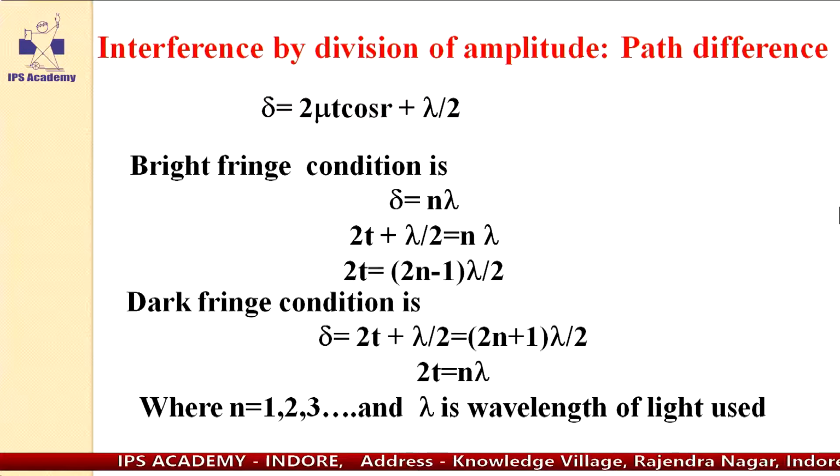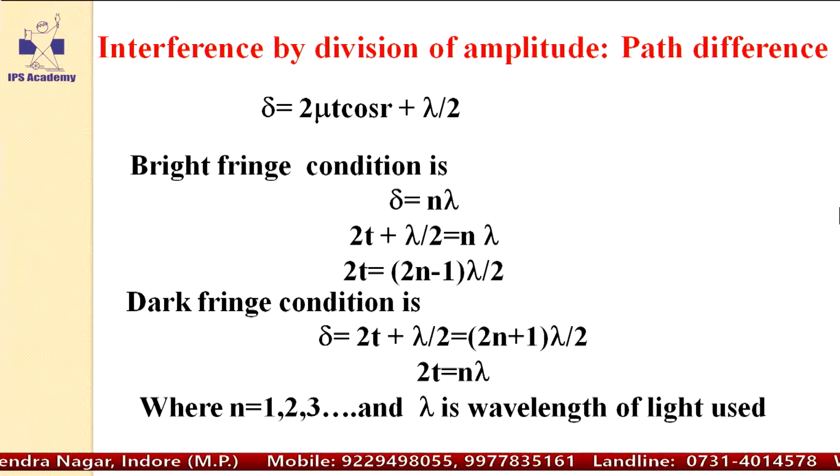When you have to find the condition of dark fringe, then equate this path difference to (2n plus 1) lambda by 2. So 2t plus lambda by 2 is equal to (2n plus 1) lambda by 2. Then solve it, find the value of 2t, then 2t is equal to n lambda.